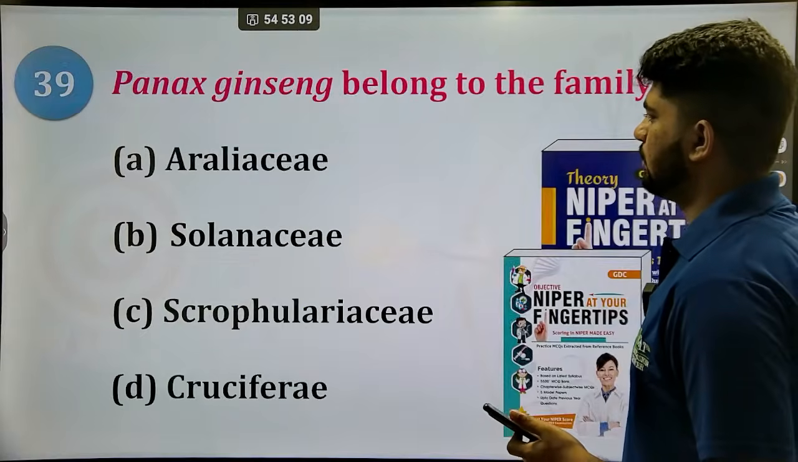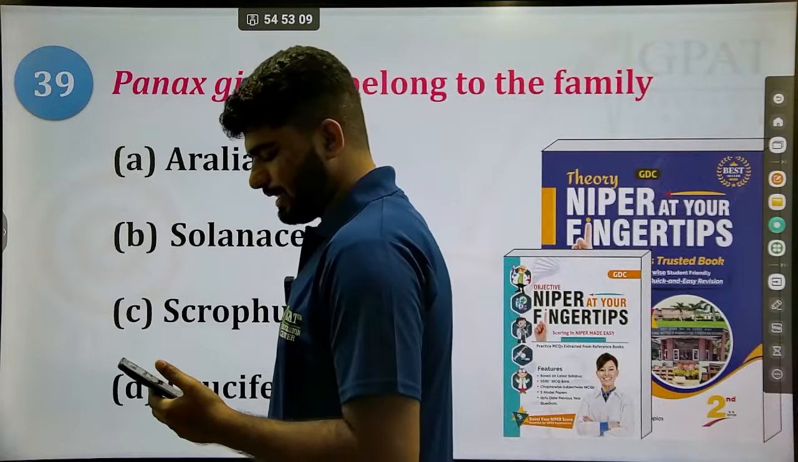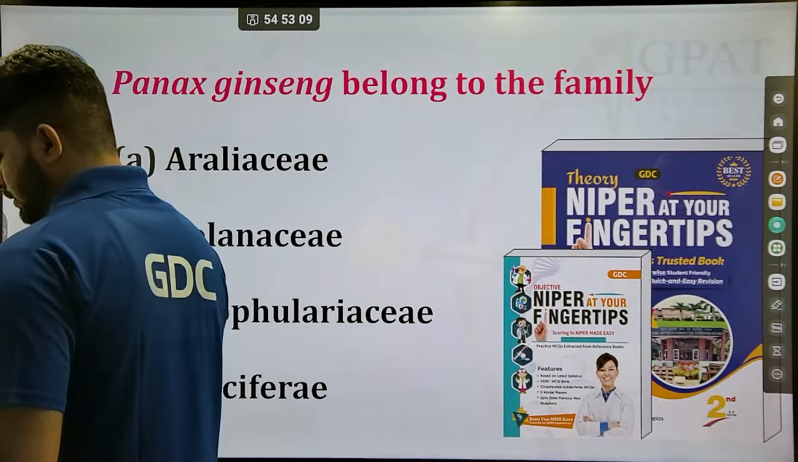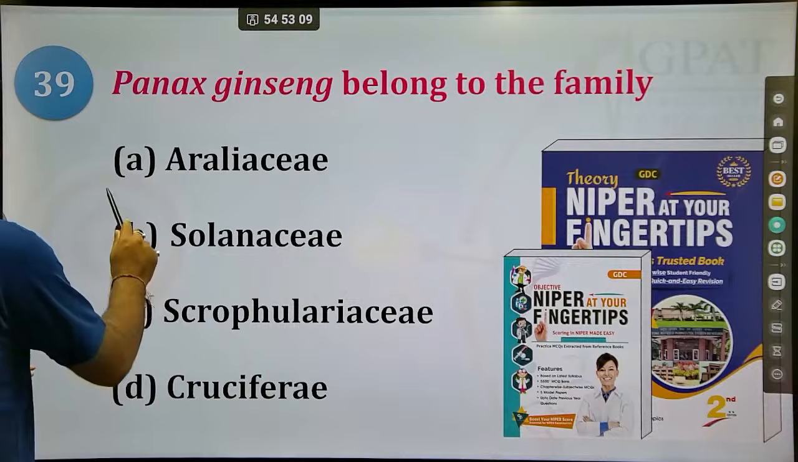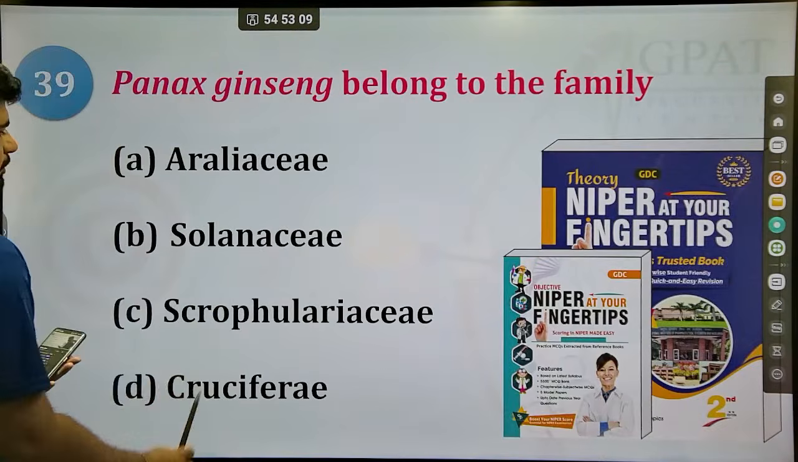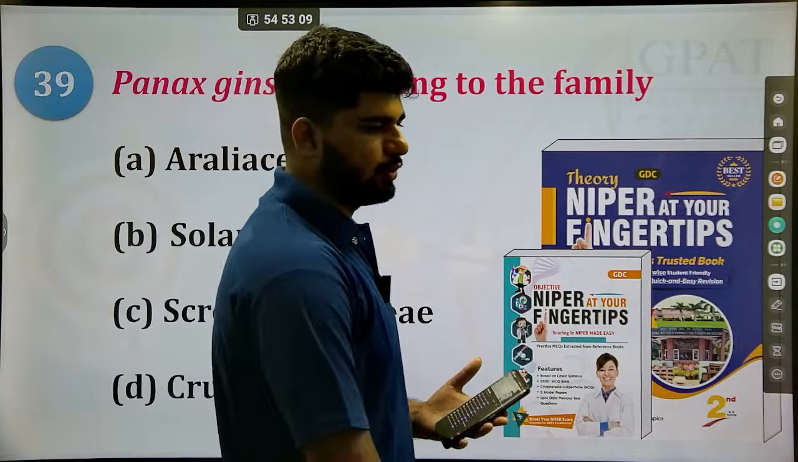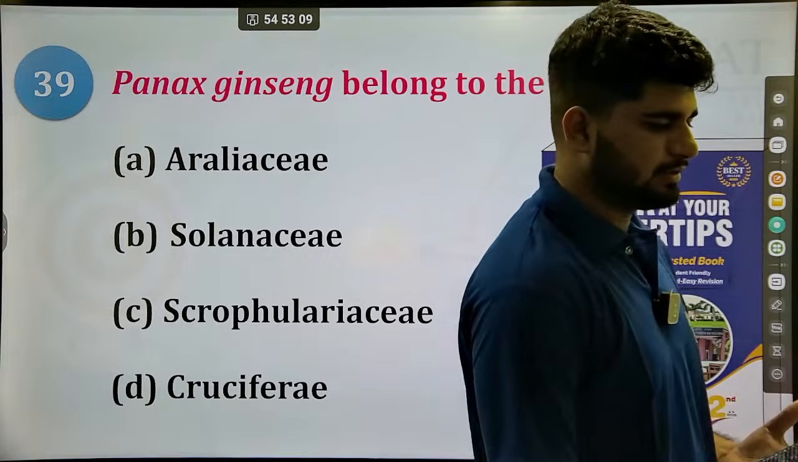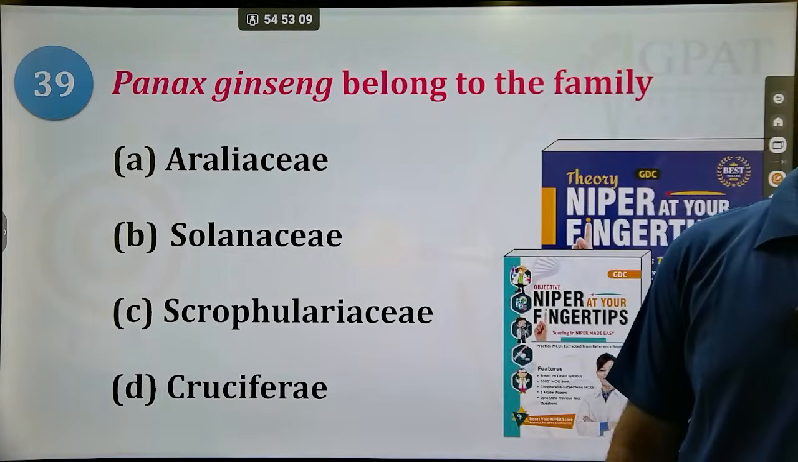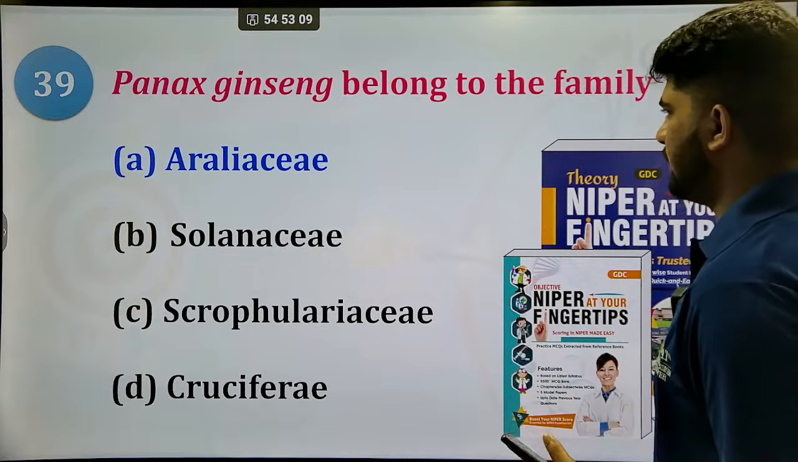Okay. Panax ginseng belongs to which family: Araliaceae, Solanaceae, Scrophulariaceae, or Cruciferae? Yeah, guys. Panax ginseng belongs to the family Araliaceae, right?